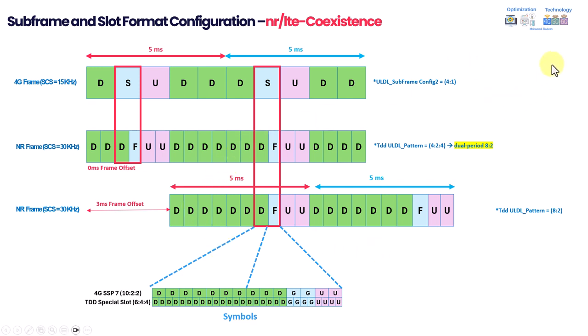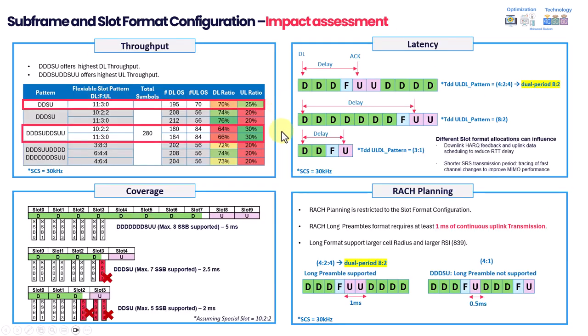So now let's jump to the last, very important part, about planning and the impact on latency or performance whenever you change the slot format configuration. As you can see in this figure, the slot format configuration can directly impact four different parts. The first one is throughput, second is latency, then coverage, and RACH planning as well. So let me first explain latency, RACH planning, and coverage.